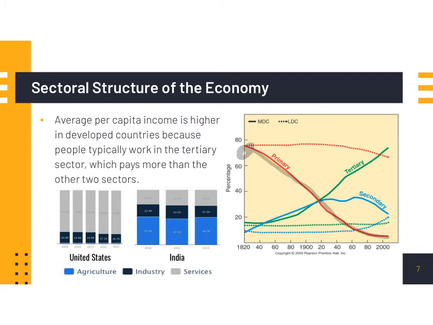But then if you look at an LDC, I'm just going to say the Philippines. In 1820, a lot of people were working in the primary sector, and if you go to today, it's less, but we still have a lot of people working in the primary sector. Okay, so that's what this one is about. And the reason is just because as countries become more developed, they become more industrialized and they have more machines. And so the machines do most of the labor as opposed to people having to get out there and doing everything physically themselves.